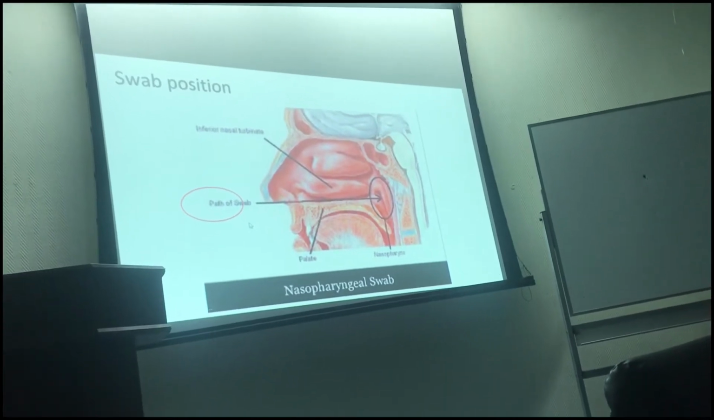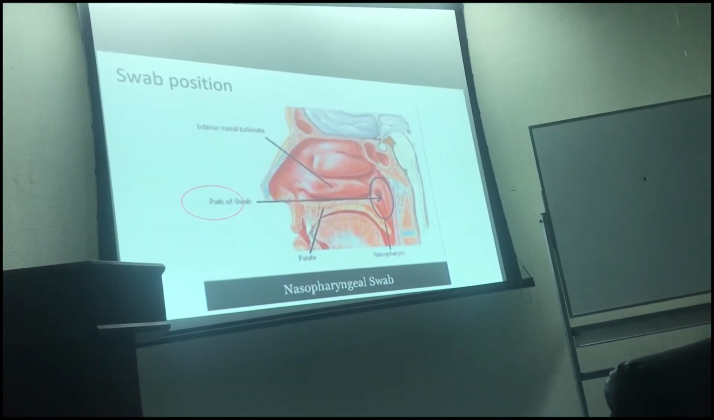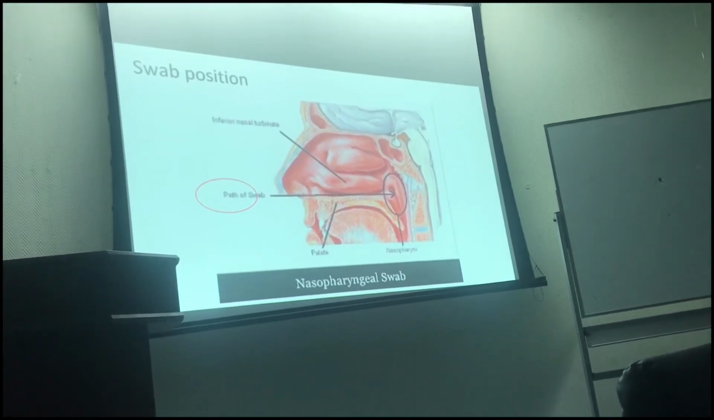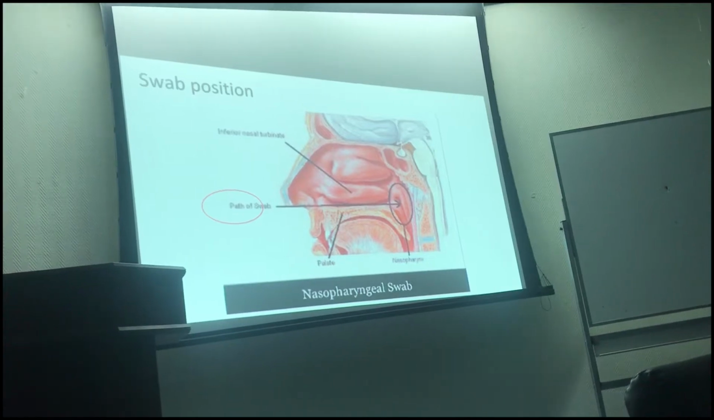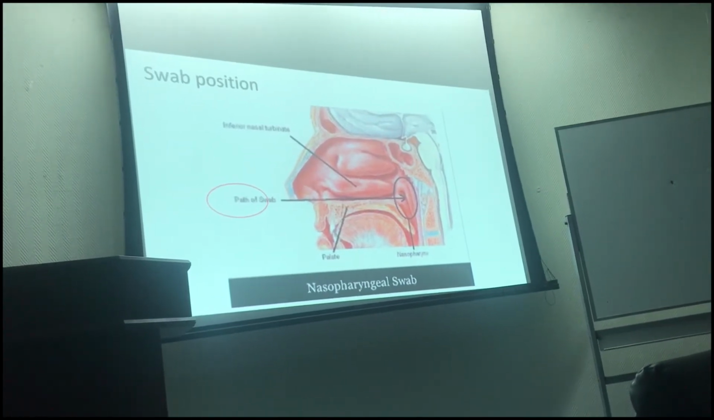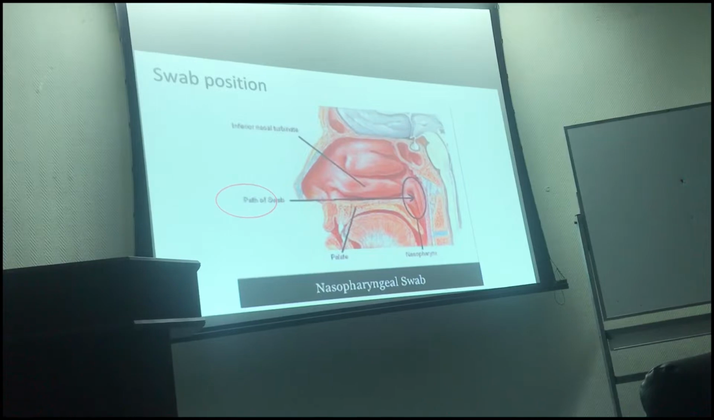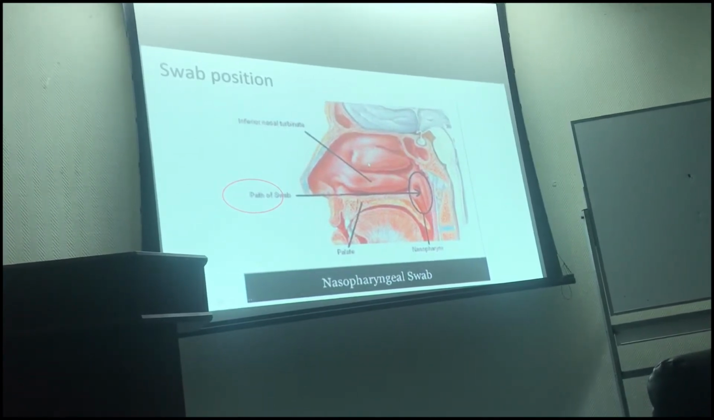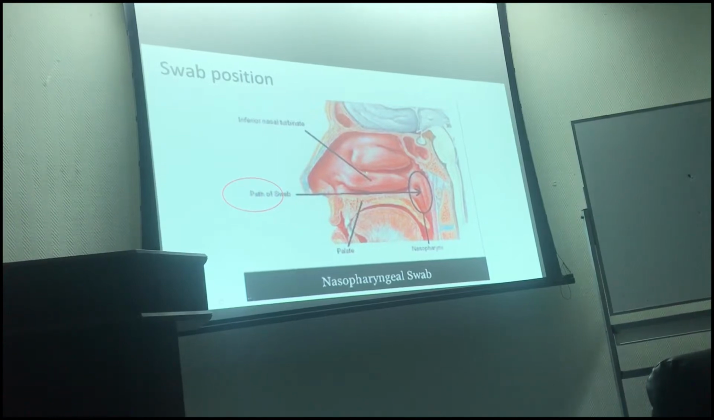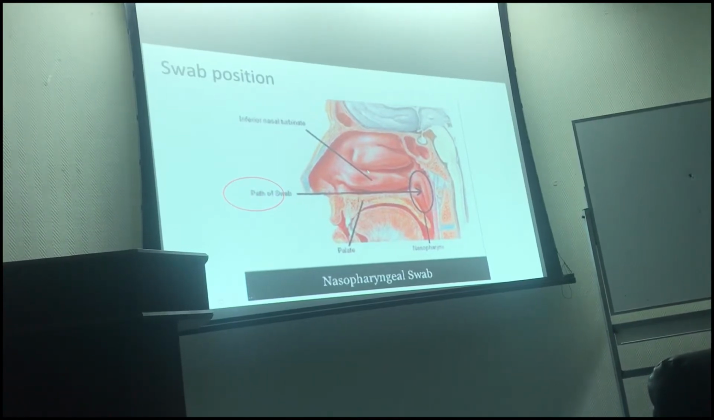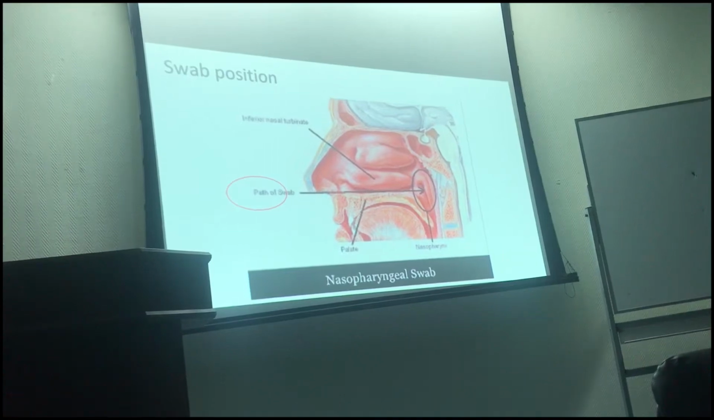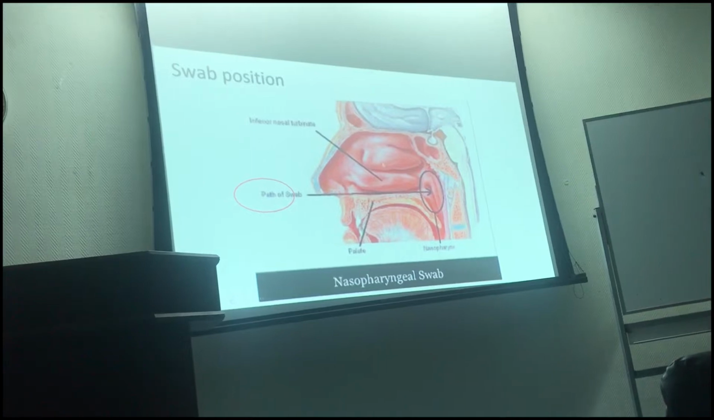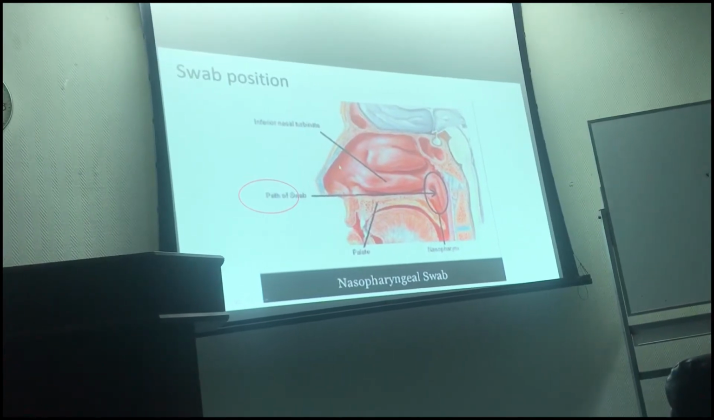Technically, when you go blindly, even when you go with the scope, it's a little bit difficult if you are not an expert in nose anatomy. Usually your hand tends to go up when you insert the swab, and you will falsely take the sample from here or here, because you will meet a resistance and reach the same distance. So you will think you took it from the nasopharynx, but usually they are taking it from the middle meatus.